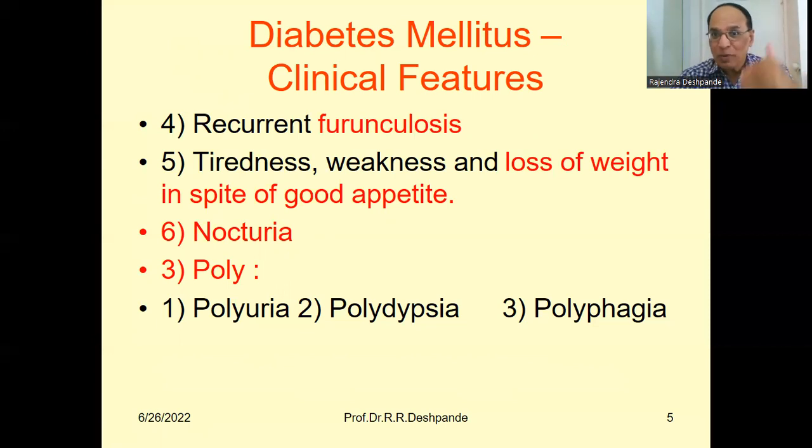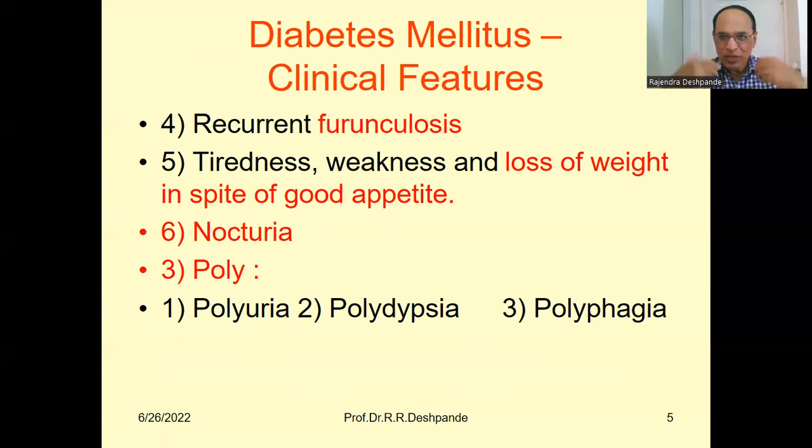At night, he has to pass urine. Then there are 3 P's, or 3 poly. Three poly, important words for the students. Three poly in diabetes mellitus: polyuria, polydipsia, and polyphagia. Polyuria: excessive amount of urine, excessive frequency.